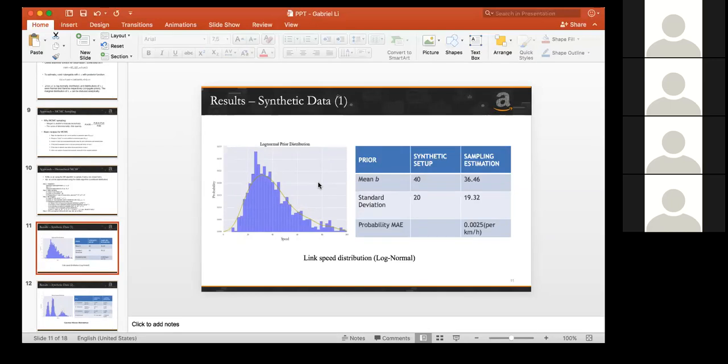So the first goal when we were doing the project was to develop the speed and travel time distribution for each road segment. That's why we want to have a distribution instead of just the mean, a point estimator, or just the standard deviation.